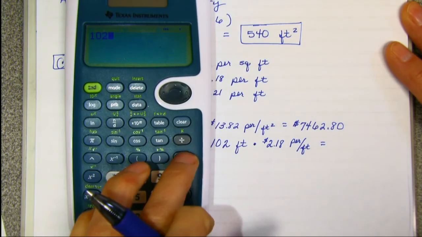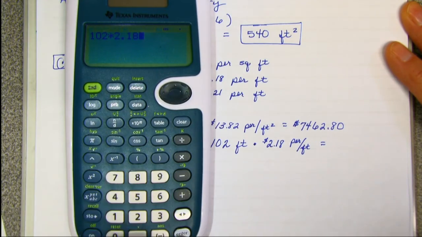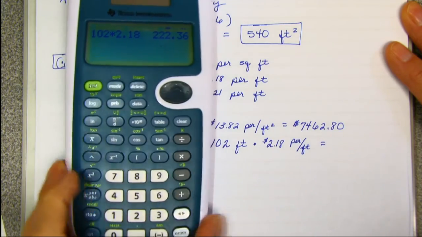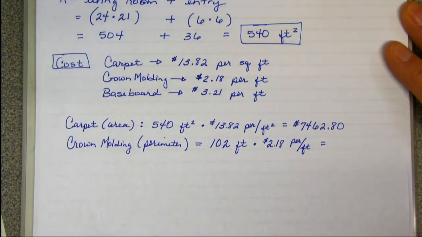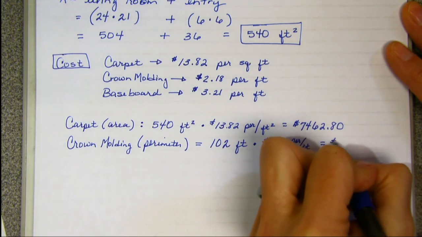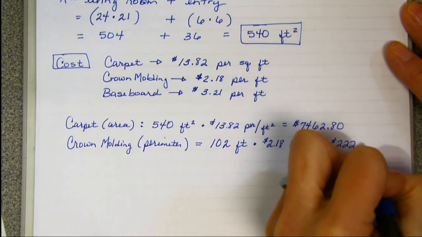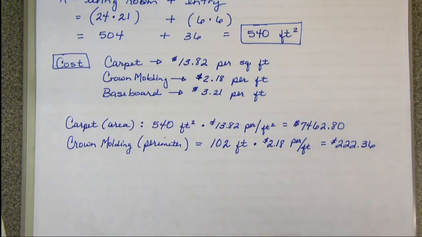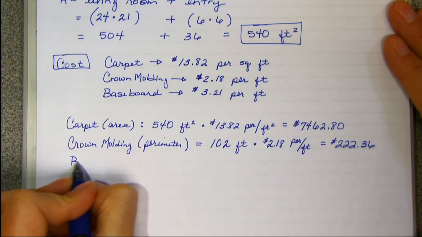So 102 times 2.18 is $222.36. Make sure I put those numbers in right. 102. Okay. Now we're going to do baseboard.